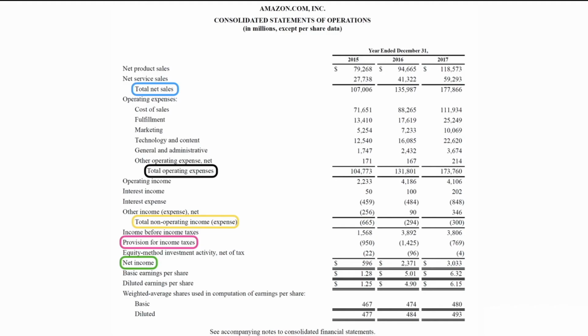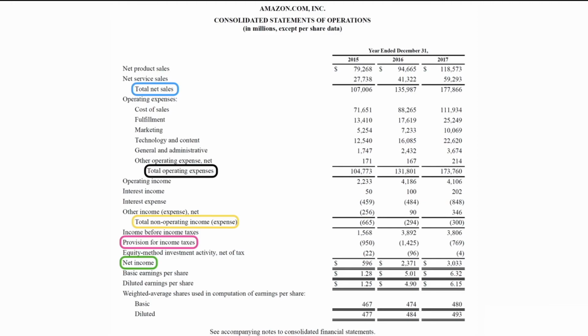Next, we have total operating expenses, which, if you'll remember, are presented in accordance with the matching principle. So this figure of $173,760 million, or around $174 billion, is the cost Amazon incurred to generate $177,866 million, or around $178 billion in sales.